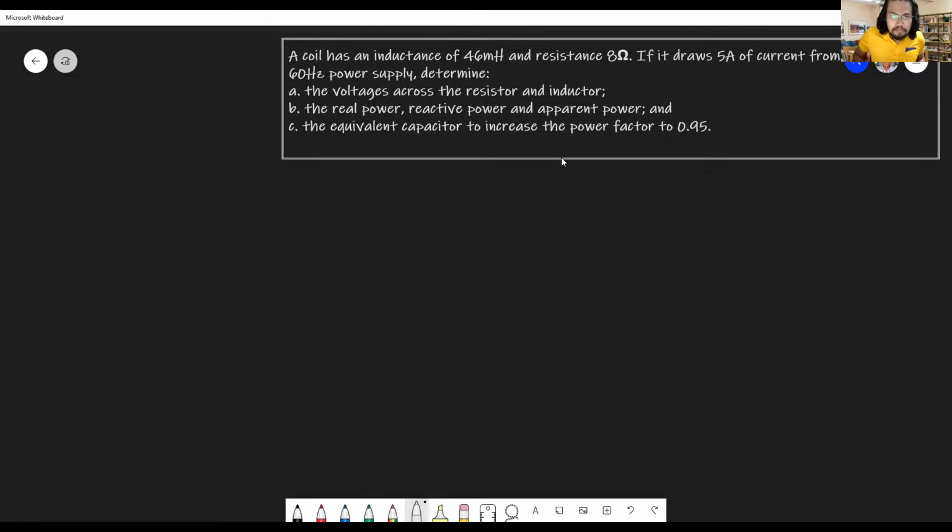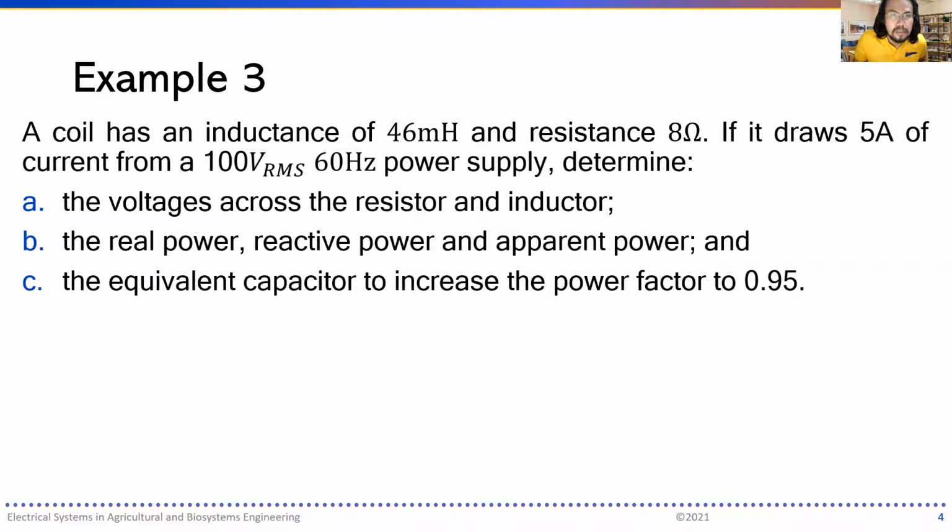In the next problem, we have another problem. Our next problem involves now a coil that has an inductance of 46 millihenry and a resistance of 8 ohms. There's a scenario where it draws 5 amperes of current from a 100 volt RMS 60 hertz power supply. The following are to be determined. First, the voltages across the resistor and inductor, the real power, reactive power, and apparent power. And lastly, the equivalent capacitor to increase the power factor to 0.95.